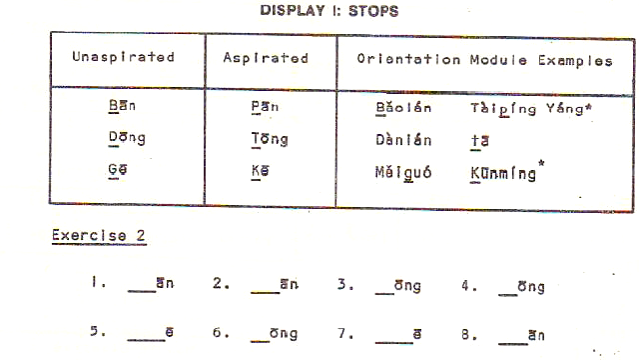Listen to the names in the left column. Ban, Dong, Ge. Did you hear any difference from the English sounds? Listen again. Ban, Dong, Ge. They sound a bit harder than English B, D and hard G.